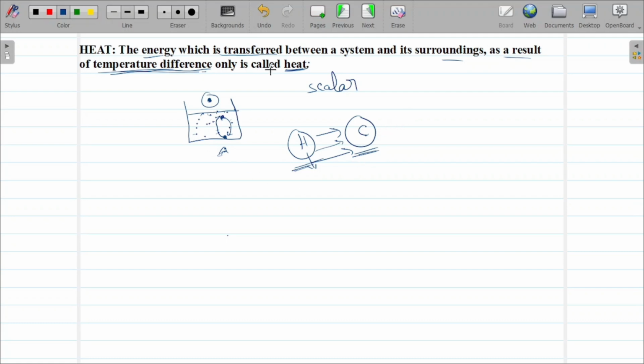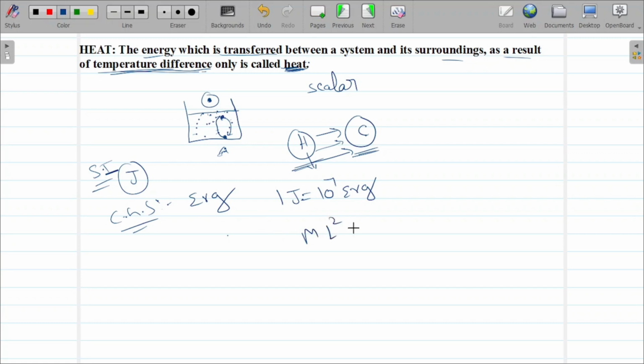Next, what is the unit of heat energy? Heat is nothing but energy, so whatever the unit of energy is. The SI unit is joule. The CGS unit is erg. What is the relation between these two? 1 joule equals 10 power 7 erg. What is the dimensional formula for heat energy? M L square T power minus 2. This is the dimensional formula for heat energy.